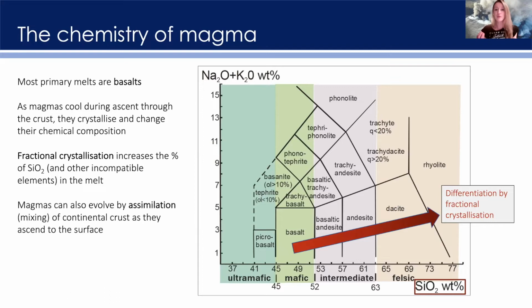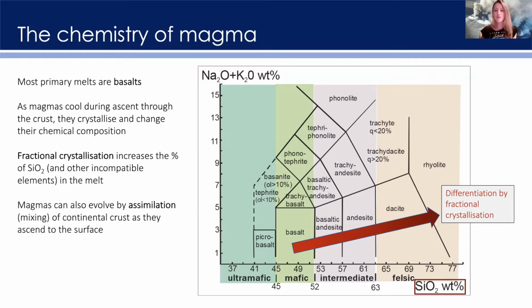They form different mineral phases. And as they crystallize, they change their chemical composition. And this change drives the magma along the direction of this red arrow. So from basalt to andesite to dacite and eventually to rhyolite. And the important thing here is that this process that we call fractional crystallization has a big effect on the silica content, the SiO2 content of our magma.